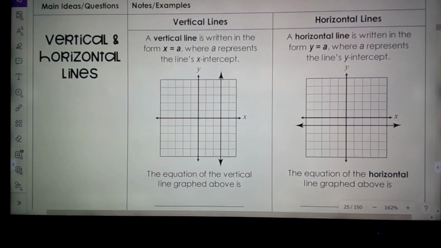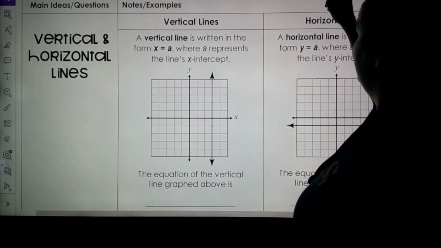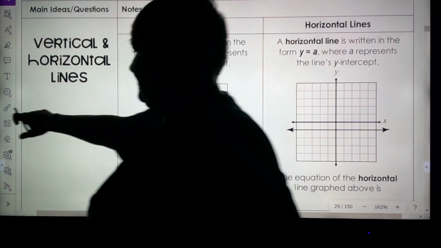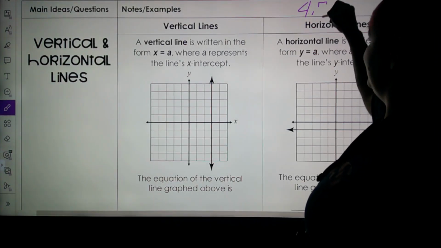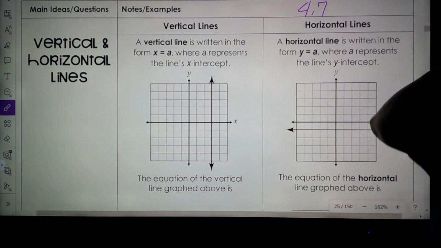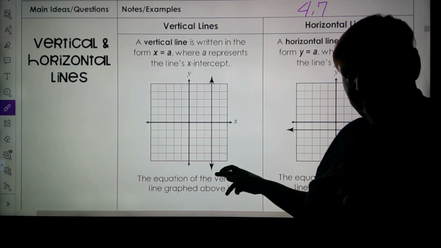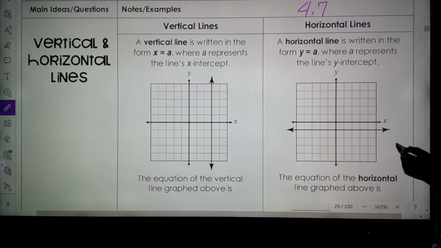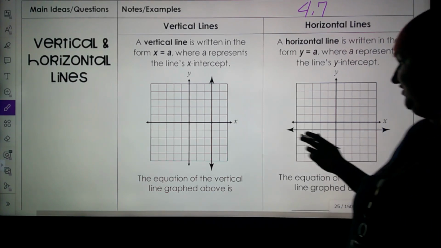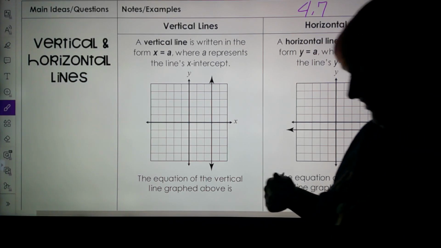Unit 4.7. Super easy. It's going to take you 3 seconds to get this, and then we can move on. 4.7 is all about vertical and horizontal lines. If a line is straight up vertical, its slope is undefined. If it's straight left and right, it's zero slope. But how do we know where to graph the line if they just give us a blank coordinate plane? That's what we're going to figure out today.